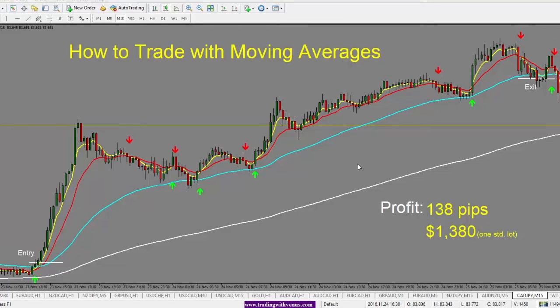And if the faster moving average crosses the slower moving average to the upside, that's a long trade. So we would buy in that trade like we did in this example here. And we would stay in the trade till the moving averages cross to the downside again, which will be over here. And we could exit the trade at that point.